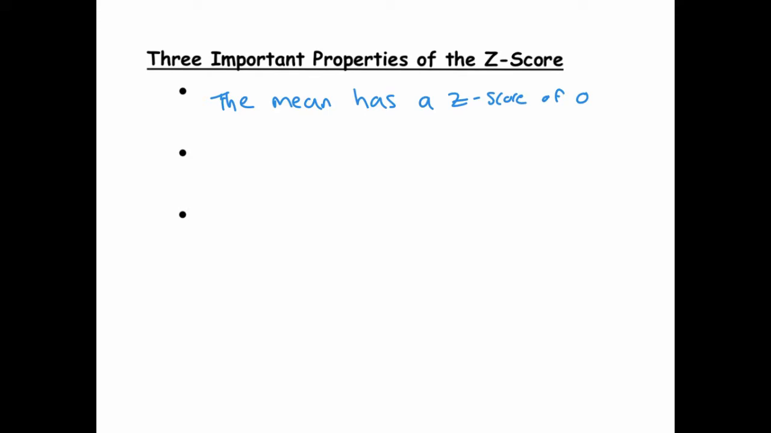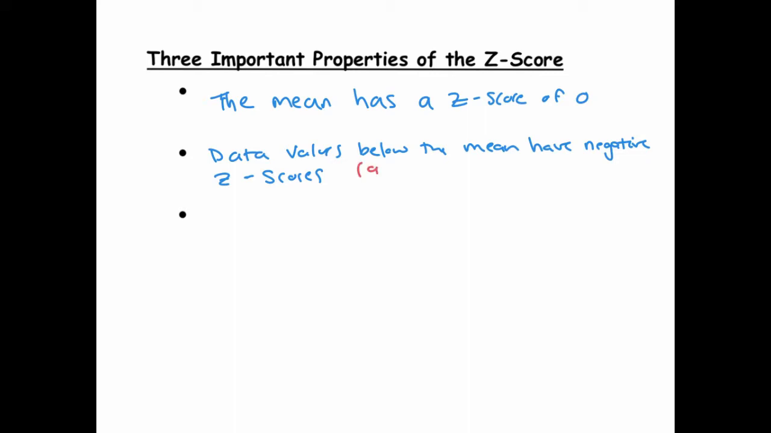Data values below the mean have negative z-scores. So a negative z-score basically just tells you that your data value is below the mean. And positive z-scores indicate your data value is above the mean. Just to save on some writing, let's put in parentheses above and positive.